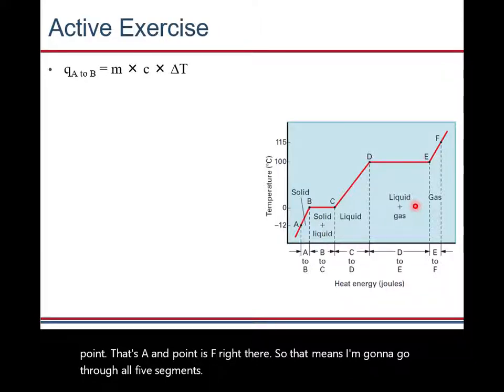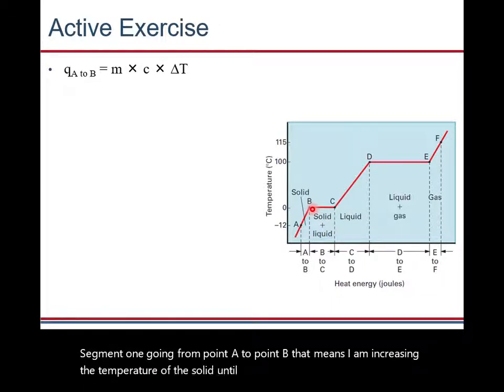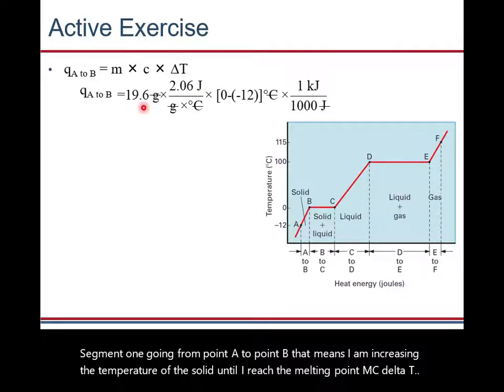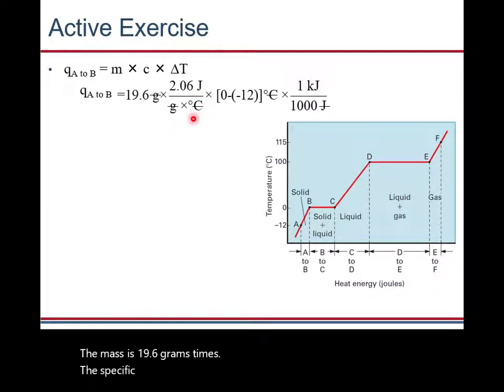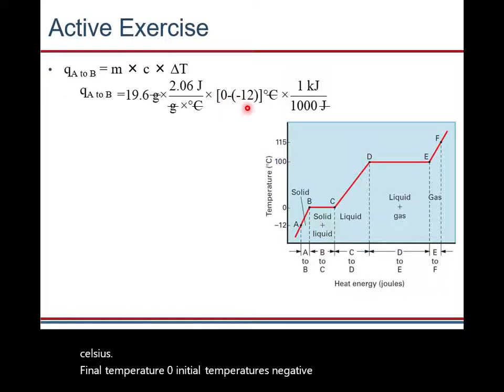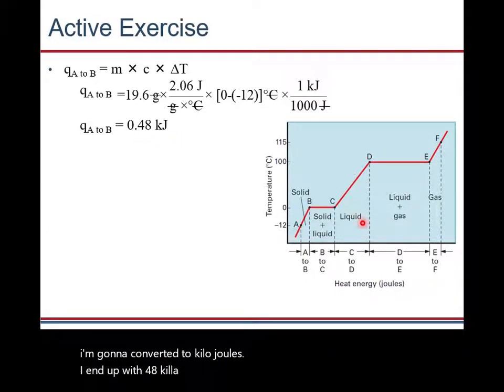Segment 1, going from point A to point B, means I am increasing the temperature of the solid until I reach the melting point. That's mc delta T: the mass is 19.6 grams, times the specific heat capacity for ice, 2.06 joules per gram per degree Celsius. Final temperature is 0, initial temperature is negative 12, so 0 minus negative 12, and I'm going to convert it to kilojoules. I end up with 0.48 kilojoules. It's positive. That's endothermic. I'm heating.